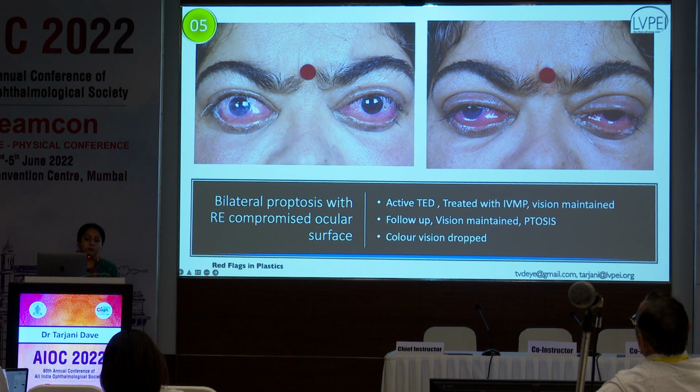So this is a lady with photographs taken only 3 days apart. She has thyroid eye disease with a compromised cornea and ocular surface. And when you look at her 3 days later, she's come with ptosis. It's not just the eyelid inflammation. You see the inflammation here as well. But despite that inflammation, she has a progression in her ptosis. So what should you do?